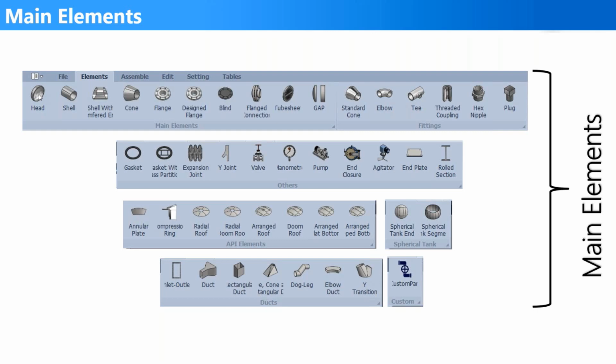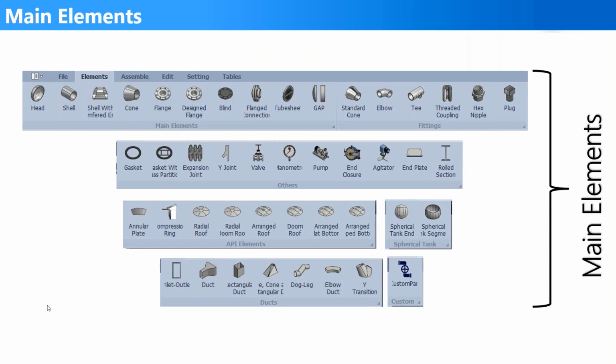Like on the head, for example, we have more than 15 types of heads, like hemispherical head with negative straight flange, ellipsoidal head with crown and knuckle radius, conical head with closed end, conical head with open end, flat head, end blade. You will find many different types of head. The same for shell, many different types of shell, and we will discuss the difference between them.